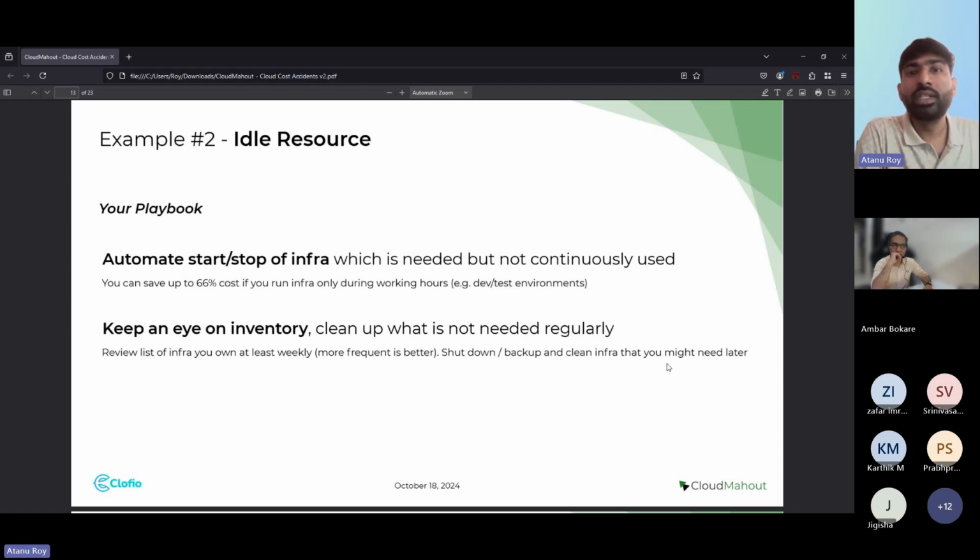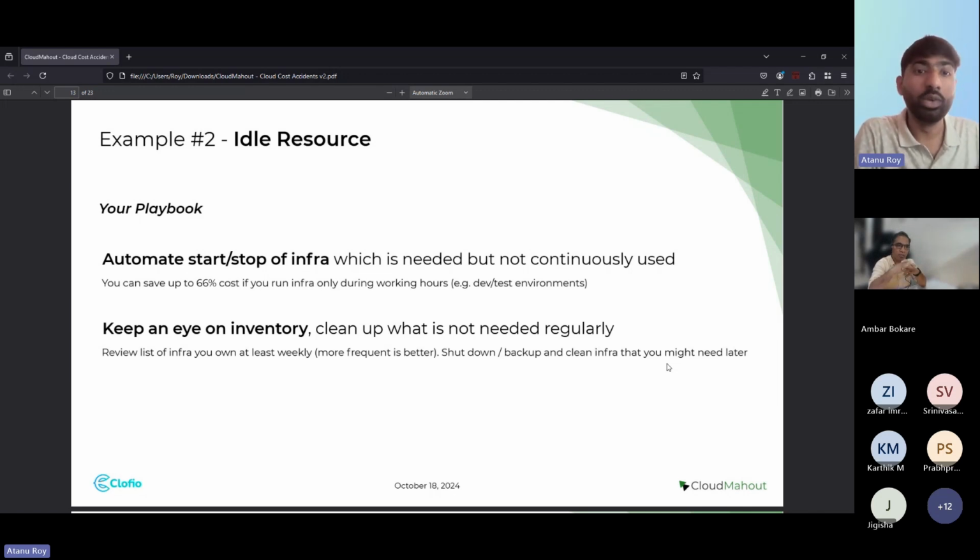You can automate the start and stop of this infrastructure. You can do it yourself. There are a whole bunch of open source projects available on the internet that can help you do that. You can leverage default capabilities of AWS. AWS provides templates. Or if you are using any kind of cost optimization tools, they also provide similar capabilities. Make sure to use that. Automate the start and stop of your infrastructure.